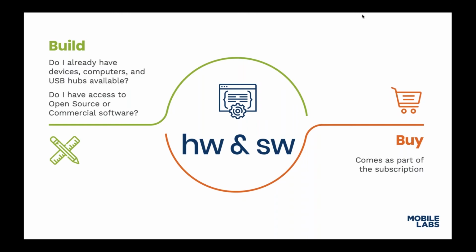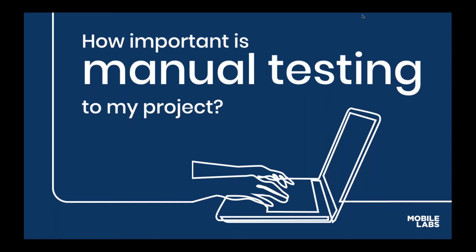So it makes it easy to build out your test environment. In a buy scenario for hardware and software, that's all part of it, right? It's usually software. If you're doing on-premises, you're usually looking at some hardware, but it should all be included by the vendor as part of the subscription.